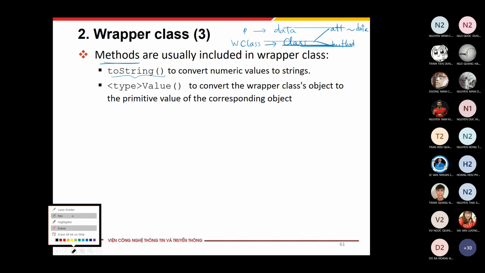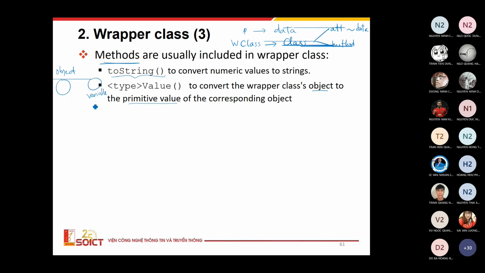This method allows you to convert the object into the primitive value. So one thing is you have the object, and you have a variable of primitive data type, for example. With these two ways you can convert between the variable and string, and from the object to the primitive value.